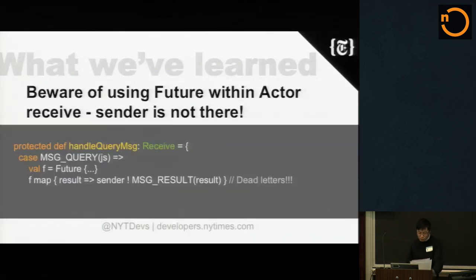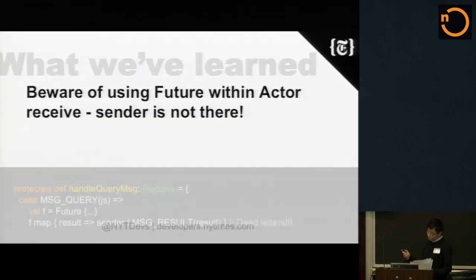All right. Next, when we are using a future within the actor receive function, we have to be very careful. Threading is dangerous, even in Scala. When dispatching work to the future within the receive function, you have to remember that once the future is finished, the sender reference is no longer there. So this code is actually really bad code because it will result in dead letters. If you really need to do that, you can capture it in a local variable.